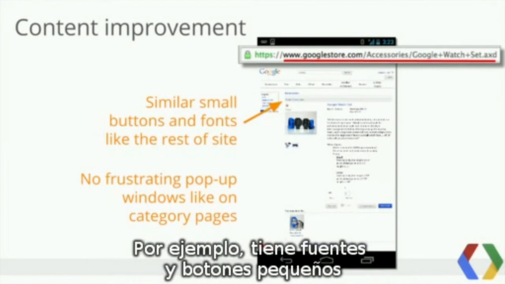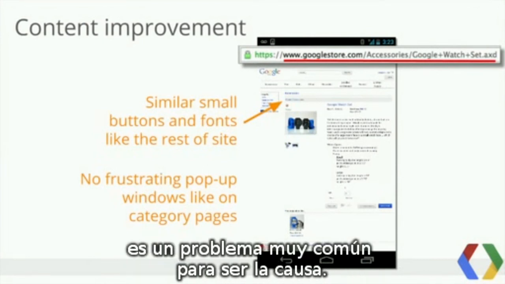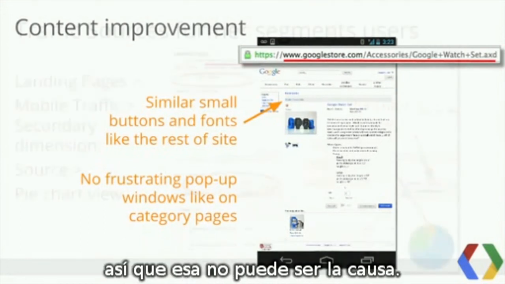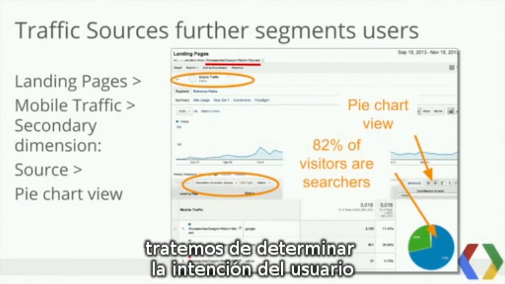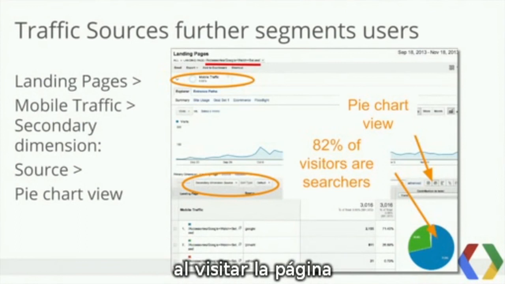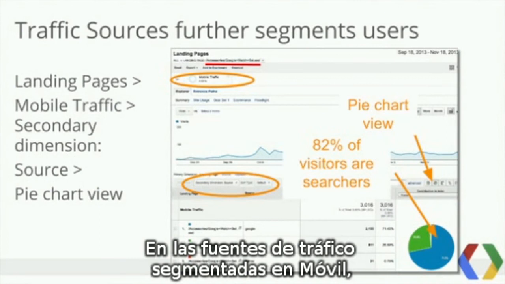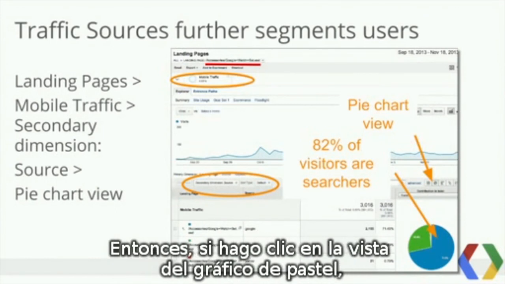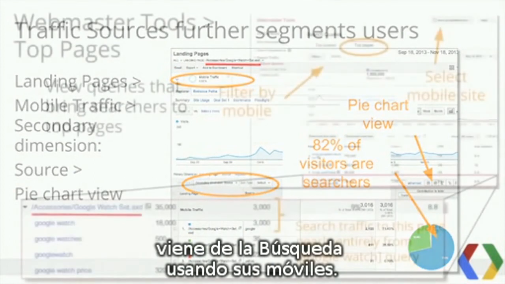For instance, the page has similar small fonts and buttons like the rest of the site, and while they should be improved, it's too prolific an issue to be the cause. Also, there are no frustrating pop-up windows, so that can't be the cause. To better understand why the mobile bounce rate is so high, let's try to determine the user's intent for coming to the /accessories /Google Watch Set page. In traffic sources, segmented by mobile, we can add the secondary dimension, source. Then, if I click on the pie chart view, it looks like 82% of the audience that come to this page comes on their mobile phone from search.